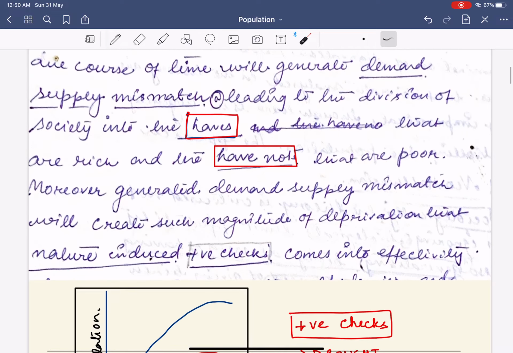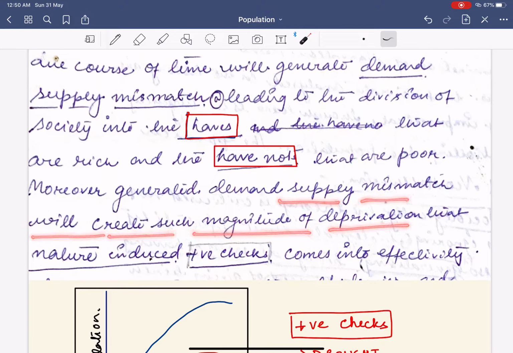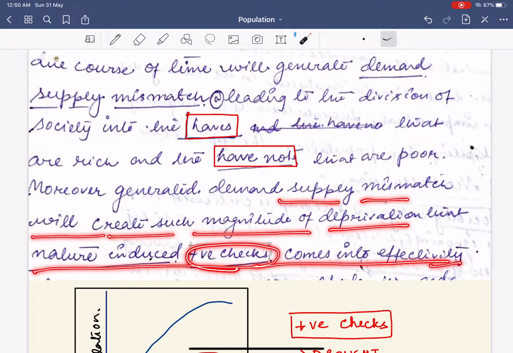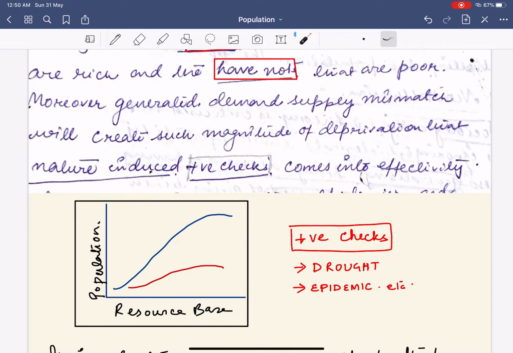And this will generate the demand-supply mismatch and will create such a magnitude of deprivation that the nature-induced positive checks come into effect. Again, what are those positive checks? Like we had discussed earlier, it could be flood, famine, drought, or epidemic. This is basically the bar graph that I had explained earlier.